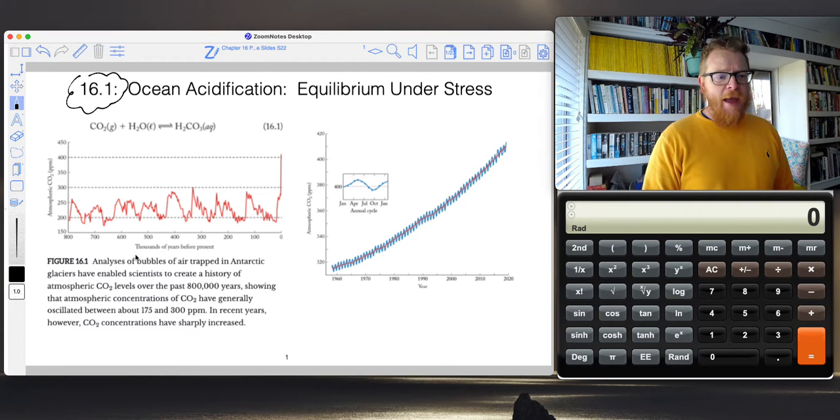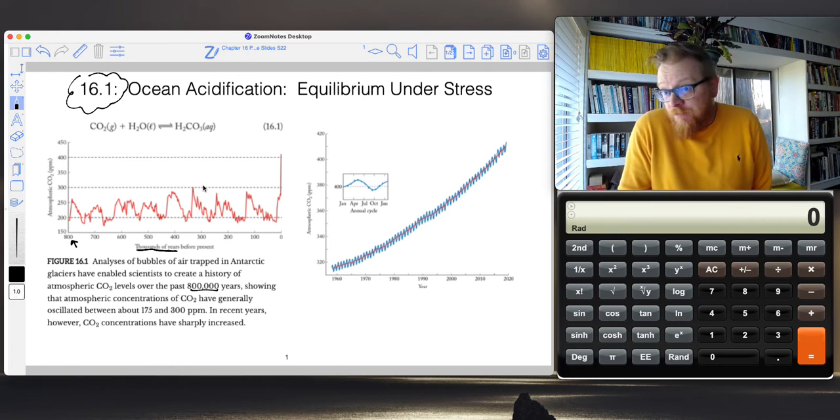So if we look back at the historical record, and note, this is in thousands of years before present. So, for example, that 800, that's 800,000 years ago. And this is a determination of atmospheric CO2 concentrations, which is mostly done through ice core sampling.